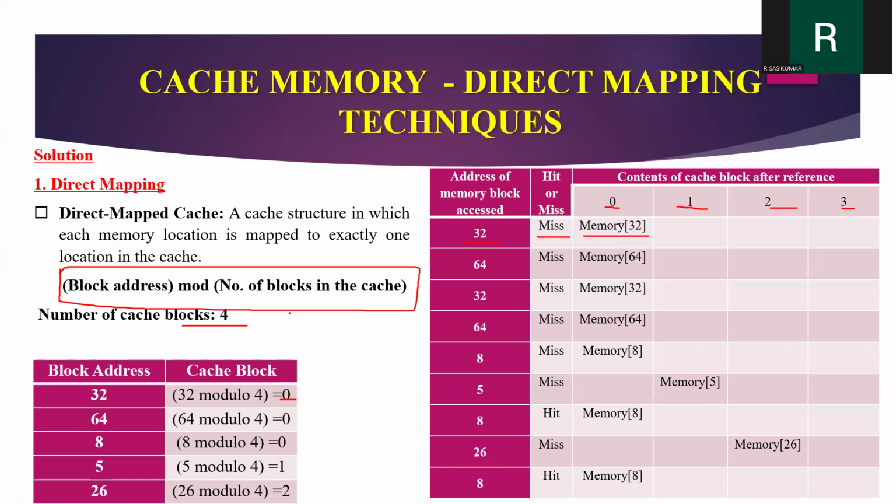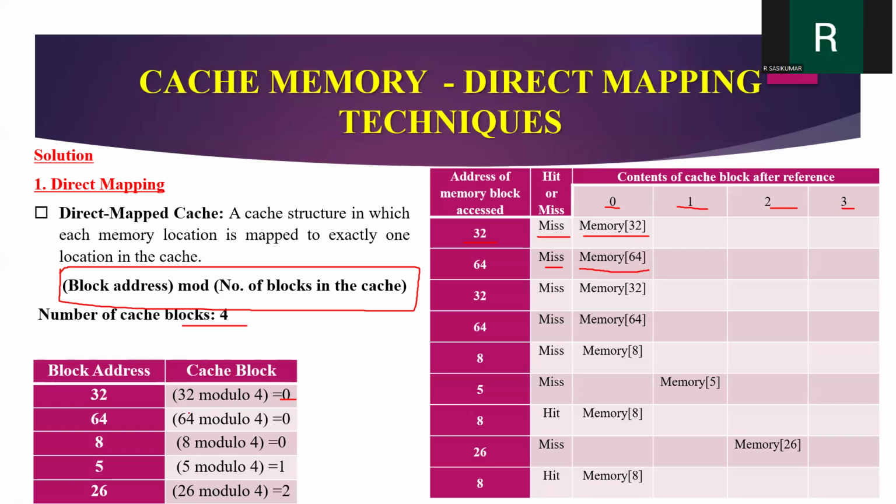Now the next input is 64. 64 is not available in the cache block, so it is also a miss. Where do we store 64? 64 mod 4 gives 0 again. So in the content of the cache block after reference, at the 0th address we store memory 64. The previous data will be replaced. Now the 0th address contains only 64, not 32.